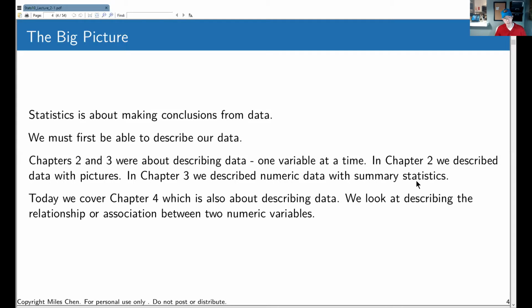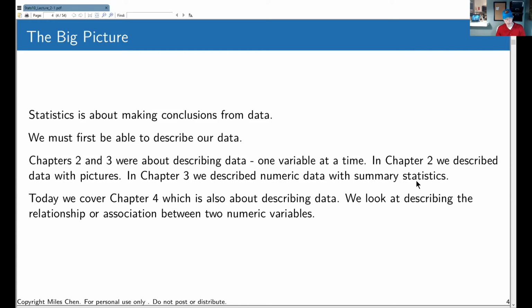And last week we looked at chapters 2 and 3, and we were describing data just one variable at a time. So in chapter 2, we described the data with pictures, we had histograms, we had dot plots and things of that nature. And then in chapter 3, we described data using numeric summaries, things like the mean and the median for where the center is. And we used standard deviation, variance, range, and IQR to describe how spread out the data is. Okay, so that was what chapters 2 and 3 were. We were just looking at describing our data one variable at a time.